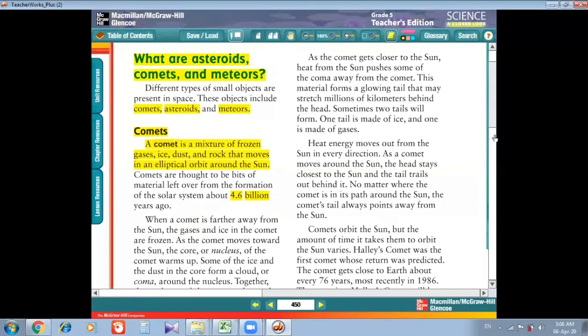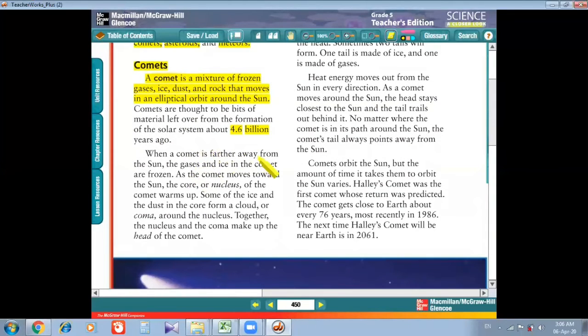Now, when a comet is farther away from the sun, the gases and ice in the comet are frozen. As the comet moves towards the sun, the core or nucleus, the central part of something, warms up. When the comet moves near the sun, the nucleus or the core of the comet warms up.